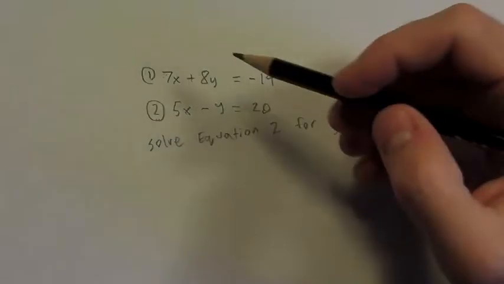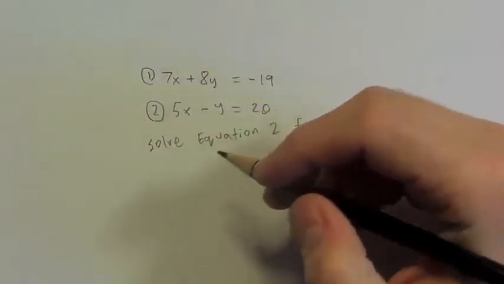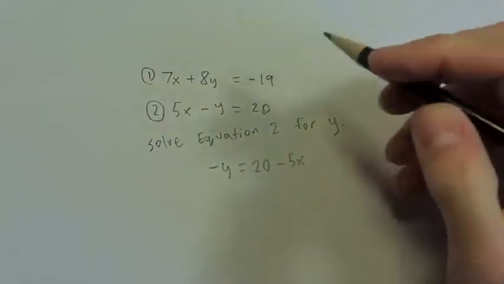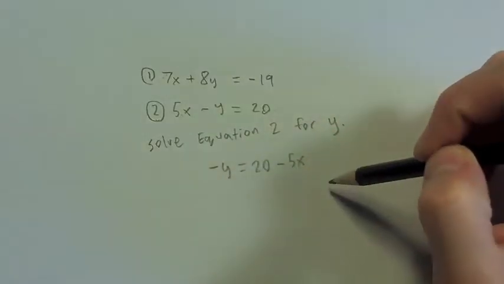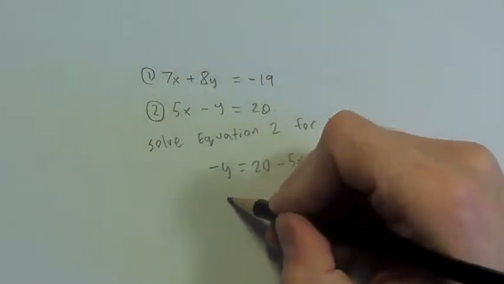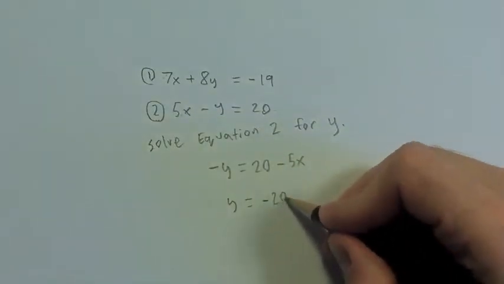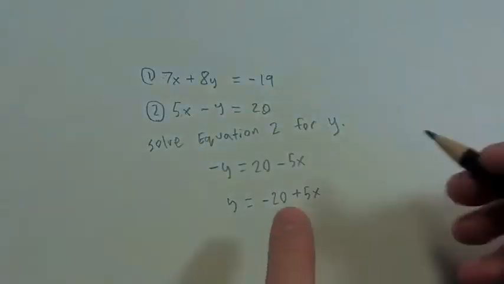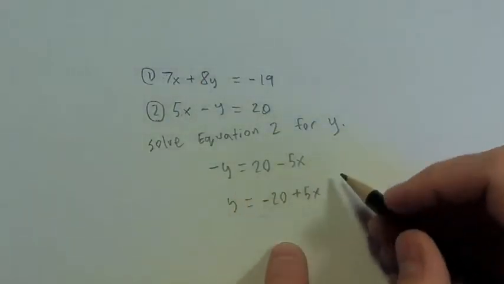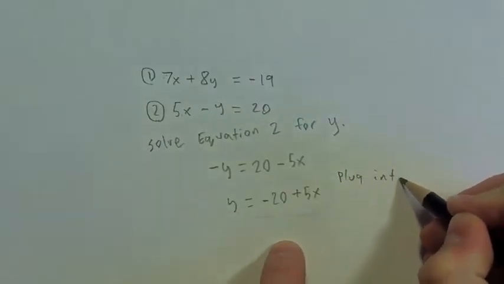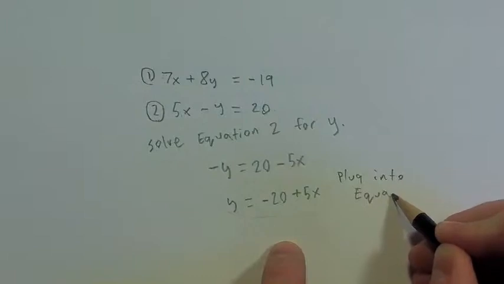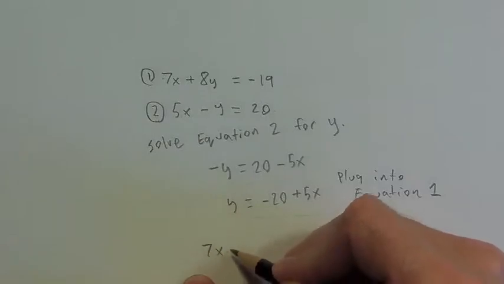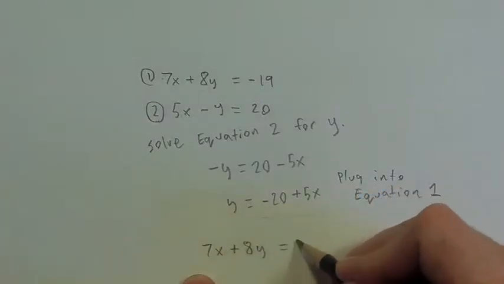To do that, I'll move the 5x over, so I'll get -y is equal to 20 minus 5x. Then with this -y, I'll divide everything by -1, or just change the signs of everything. So I have y is equal to -20 plus 5x. And I'm going to take this and plug it into equation 1, the other equation. Equation 1 was up here, our 7x plus 8y equals -19.